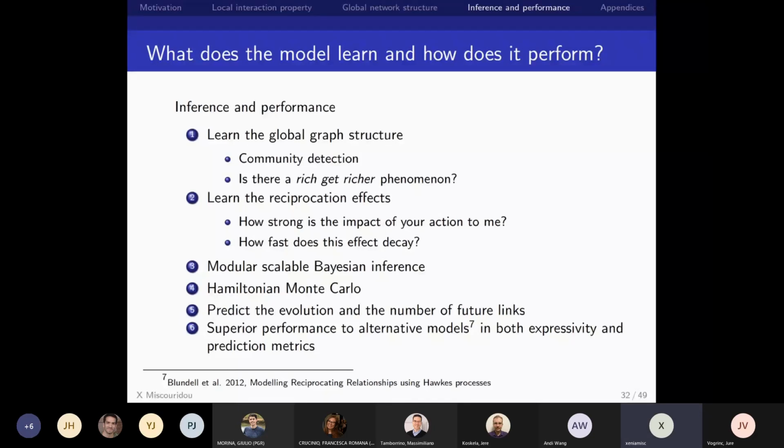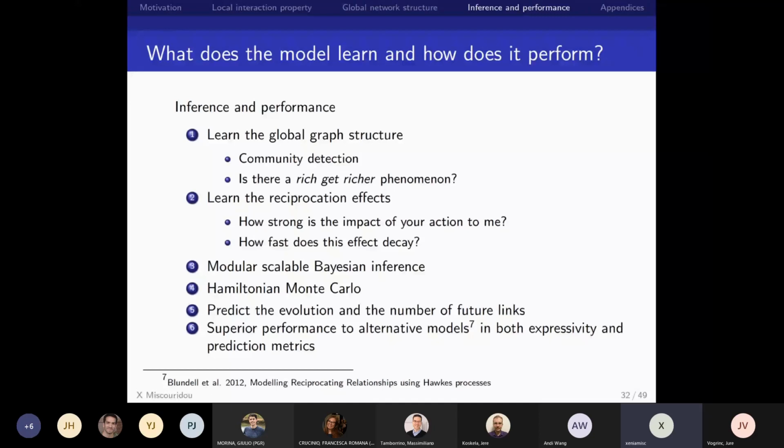And then at the second step, we learn the reciprocation effects. So in the example of emails, messages, the question is, okay, once I send you an email, how strongly affected are you? So how high is that spike in your intensity when you receive a message from me? And this directly says how likely you are to respond. And the other aspect I'm interested in is, okay, once I send you a message, will you respond to me? And if yes, when? How fast does this effect decay? So if you don't respond to me tomorrow, will you respond to me the day after? And then, maybe never. And of course, this scenario I explained was a very simple, basic scenario. You can make it more personalized.